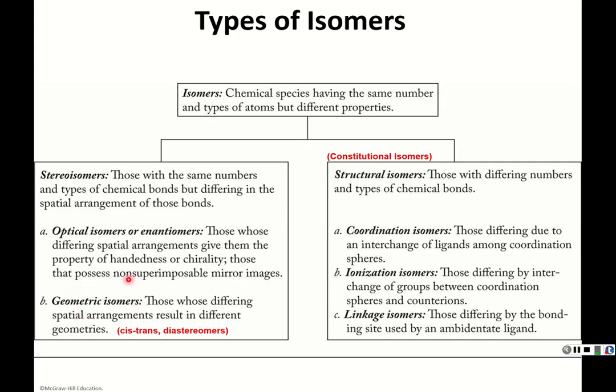And then you have what are known as geometric isomers, also known as diastereomers. Something like the cis-trans, I'm not sure if we talked about that yet. You talk about this more in organic chemistry, but some of you have probably heard of those terms before. Those are geometric isomers. Types of structural isomers we can have: coordination isomers, where you have an interchange of ligands among the coordination spheres, ionization isomers, and linkage isomers.